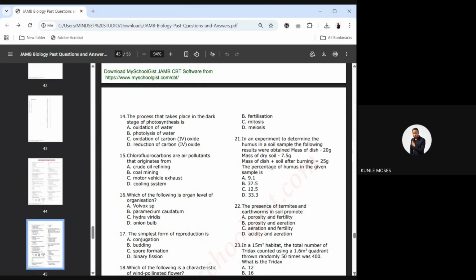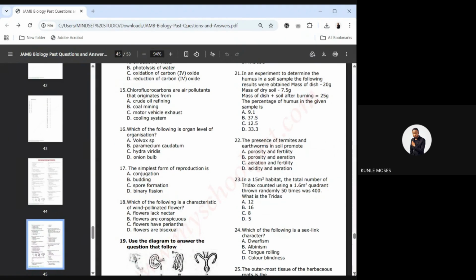Okay. Do this 21. Now, an experiment to determine the humus in a soil sample. The following results were obtained: mass of dish 20 gram, mass of dry soil 7.5 gram, mass of dish plus soil after burning. So that means they remove the water level. So the percentage of humus in the given sample is what?